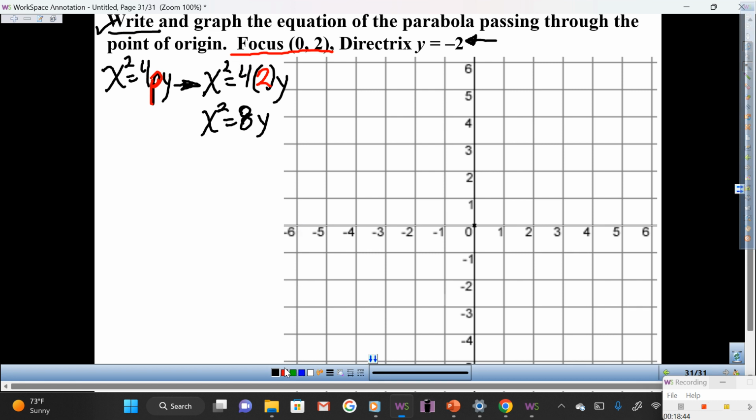Now let's start our graphing process. What did we do last night for the home plate to get started? Well, we plotted our focus, (0, 2). We do that in red. There it is. What else did you do? Oh, I did the line, Mr. Q, which is known as the directrix, going through y equals negative 2. Y equals negative 2 is down here.